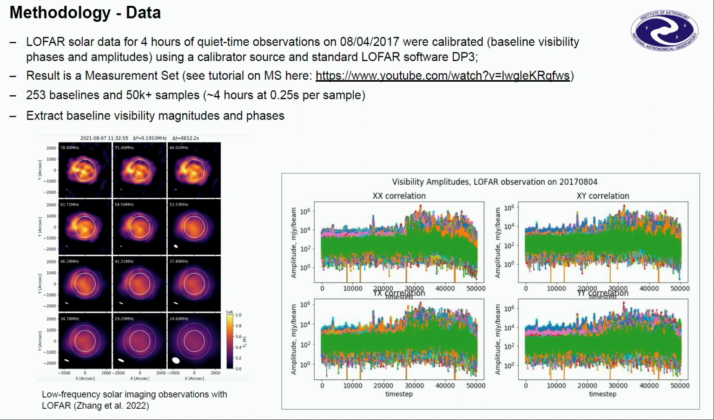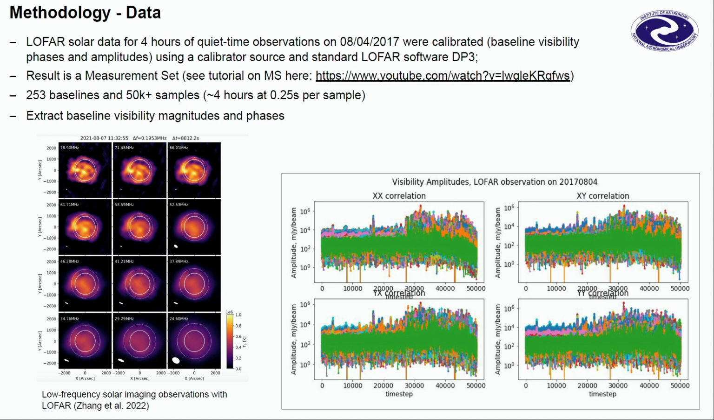So this graph shows on the 4 panels the 4 different correlations. These are the amplitudes of the visibilities over the entire observation, and these are the 253 baselines between different LOFAR stations that we used. The data in the low frequency, or the LBA, low band antenna part of the LOFAR telescope, are calibrated instantaneously, because they're parallel observations of the target, which in our case is the sun, and a calibrator source. So at every sampling time step, there is a calibration solution.